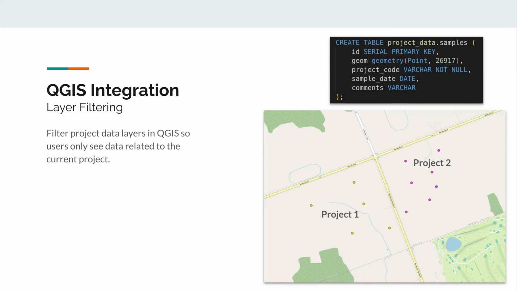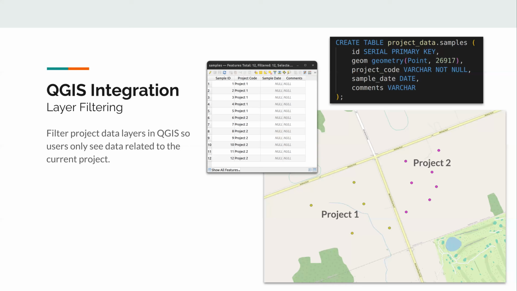So in QGIS, this is what it's going to look like. We're going to have project 1 on the left side and project 2 on the right side, and a series of points that we've collected for both. For that project code field, we're going to be entering either project 1 or project 2 through a drop-down that's actually a related field. Then our attributes table is going to look like this. We're going to have 12 rows for the 12 points that you see on the map, and we're going to have project 1 and project 2 within that project code field.